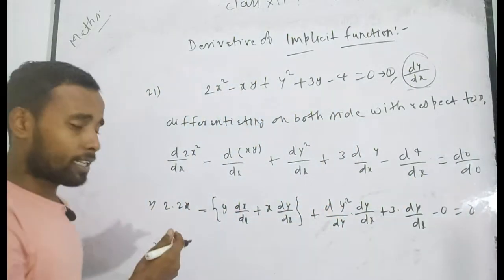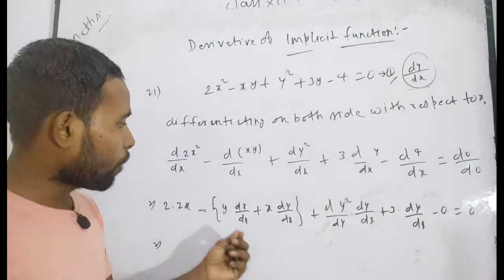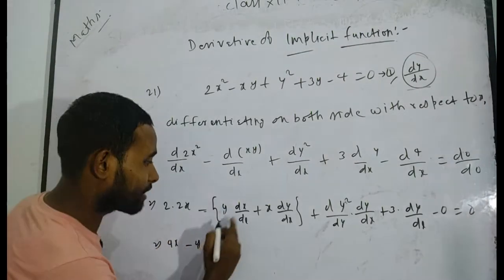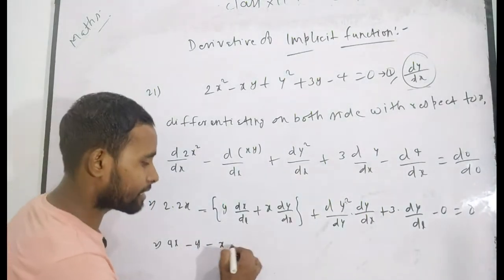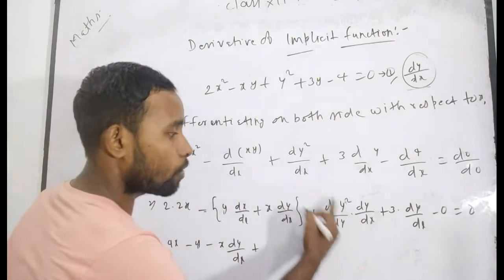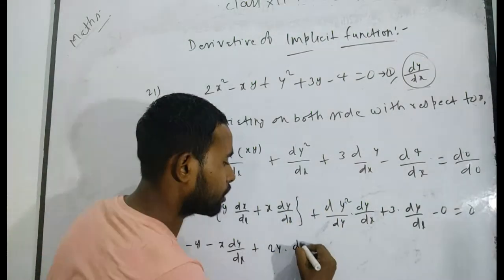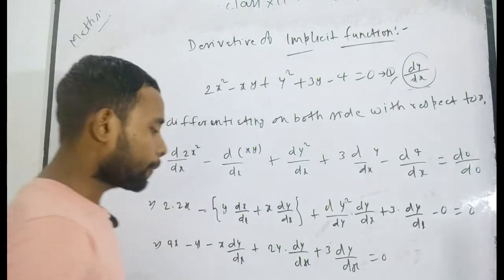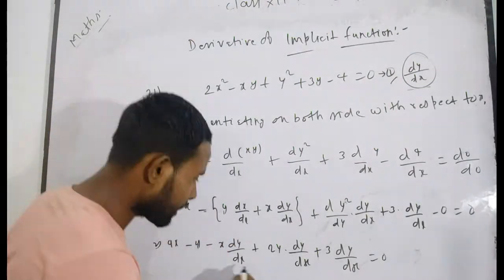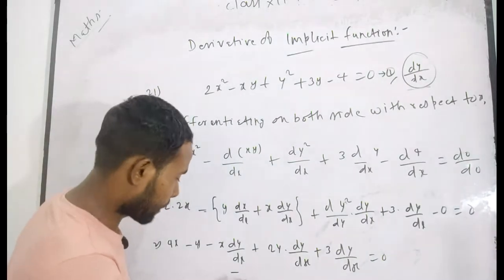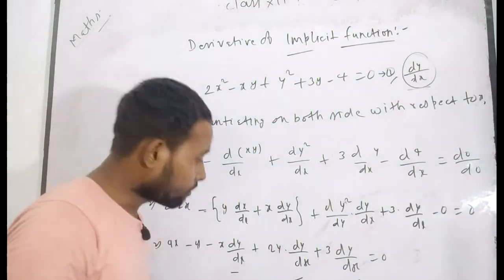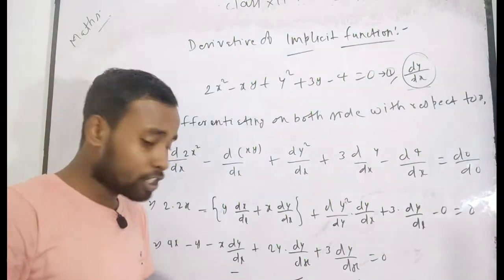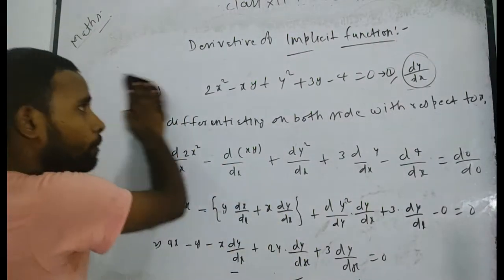Now I want to take the next step. This is 4x, minus y, dx will be 1, and minus x dy/dx, plus here the derivative of y square with respect to y will be 2y into dy/dx, plus 3 into dy/dx is equal to 0. Now if you take dy/dx at one place, that means if you see in this equation, the third term, fourth term, and fifth term, in all three terms dy/dx is common.